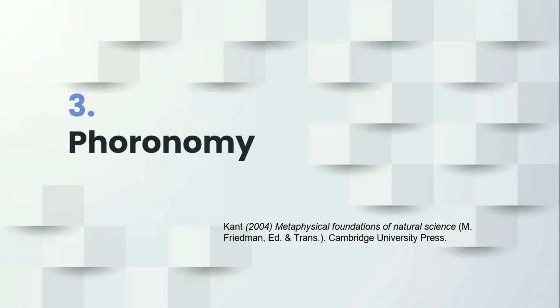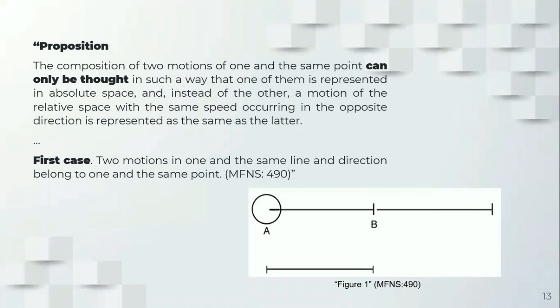And the third and final case I would like to consider is the first part of a three-step proof for the proposition of the fifth explication in the part of the Metaphysical Foundations of Natural Science dedicated to Phoronomy. There, the proposition says that the composition of two motions of one and the same point can only be thought in such a way that one of them is represented in absolute space, and instead of the other, a motion of the relative space with the same speed occurring in the opposite direction is represented as the same as the latter.